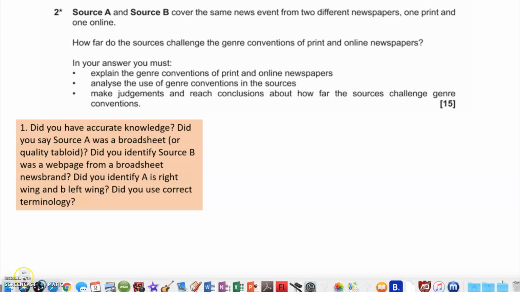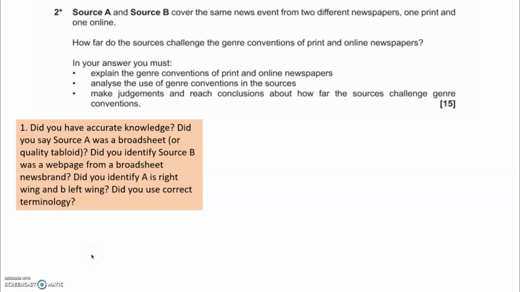Did you use correct terminology? Were you referencing bylines, copy? Were you talking about the right kind of terms, mastheads, etc.? So check your knowledge. Have a look through. Were you accurate and correct? Pause and come back.